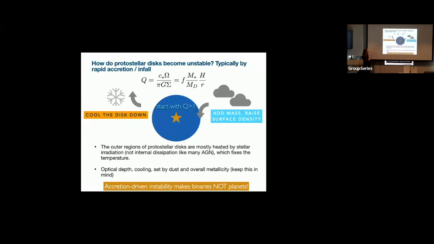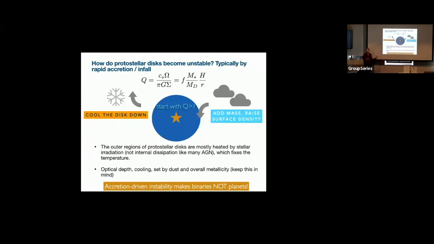And as a result, what that means is that while you're driving a disk unstable, you're doing so by dumping mass onto it at a rapid rate. You have to dump mass onto it faster than it can drain onto the star at the center. And this is the simplest way to understand why it's really easy to make more equal mass objects through gravitational instability than to make very, very extreme mass ratios that look more like planet formation.